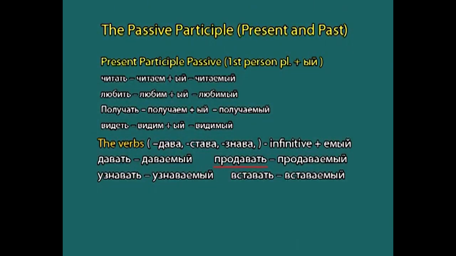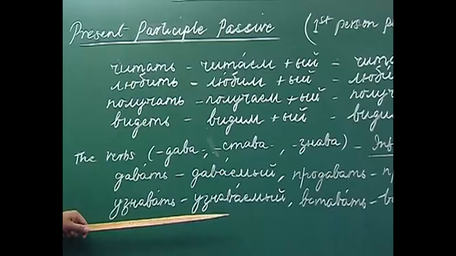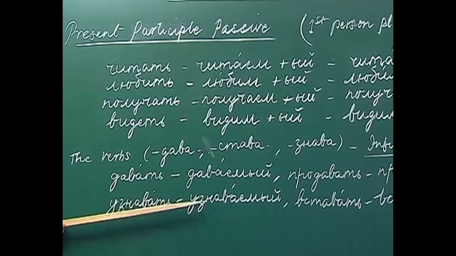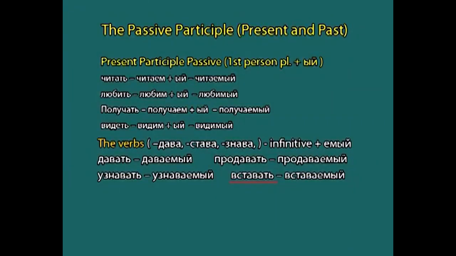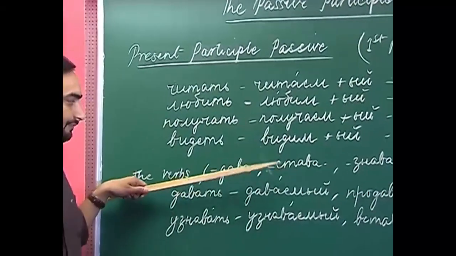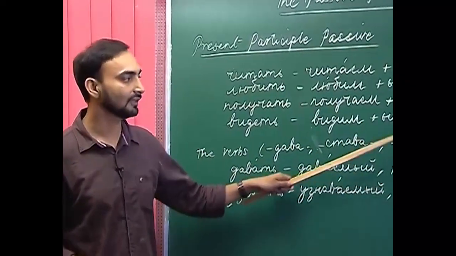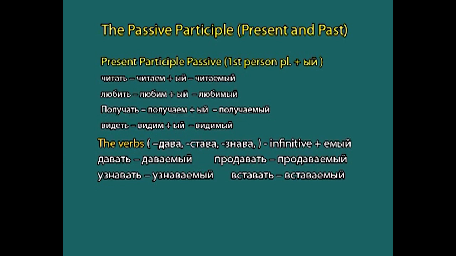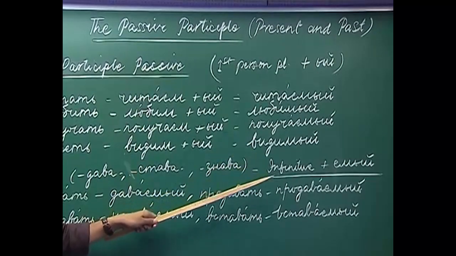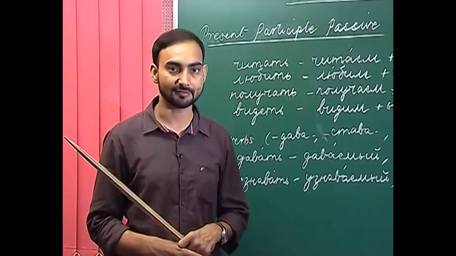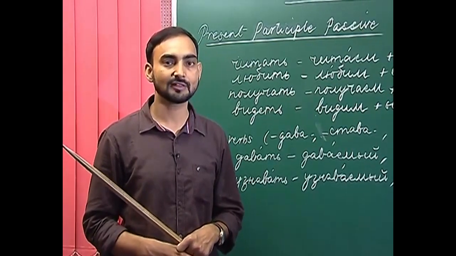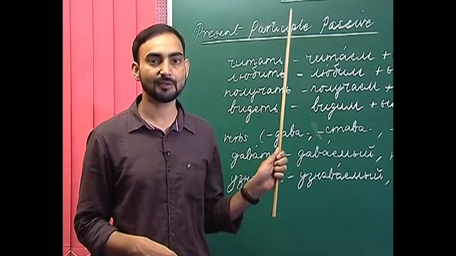Similarly, продавать, продавать is to sell. Drop the ending ть and the soft sign and add -емый, продаваемый. Узнавать, узнавать is to know, to recognize, to get to know. Узнавать, узнаваемый. Вставать, вставаемый. So, this is another rule. If you come across any verb with these endings, you will have to follow this rule, that we have to derive their present participle passive from their infinitive forms. So, this is about the formation of present participle passive. Now we will look at the examples where we use present participle passive.